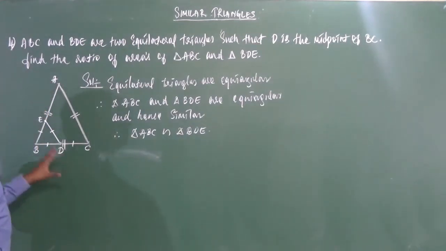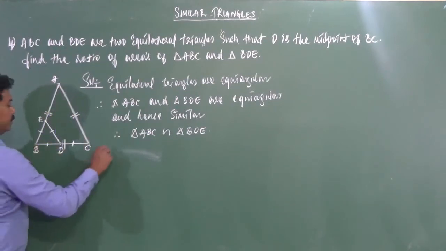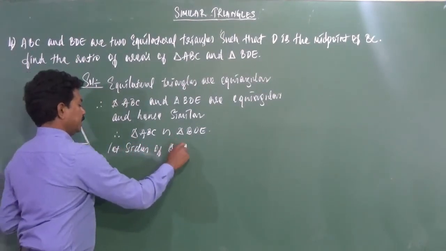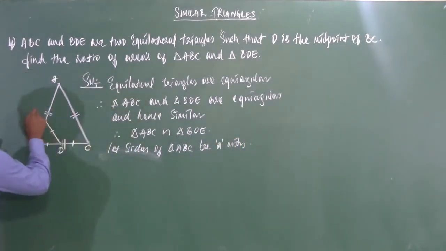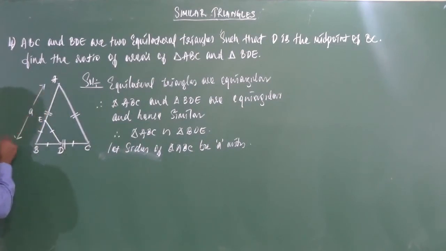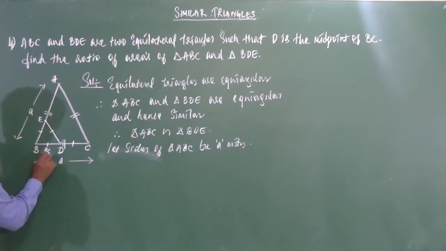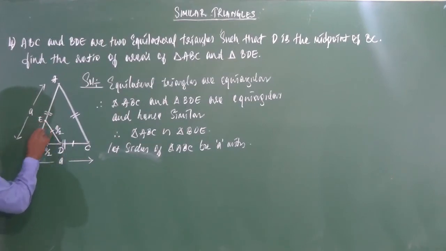Okay, let us do one thing. As we do not know the sides of this, let us take, let the sides of triangle ABC be A units. So this is A unit, and this will be A units. So as D is the midpoint of BC, so BD will be equal to A by 2. So as BD is equal to ED, so ED will be A by 2. As ED is equal to BD is equal to BE, so therefore BE will be A by 2.